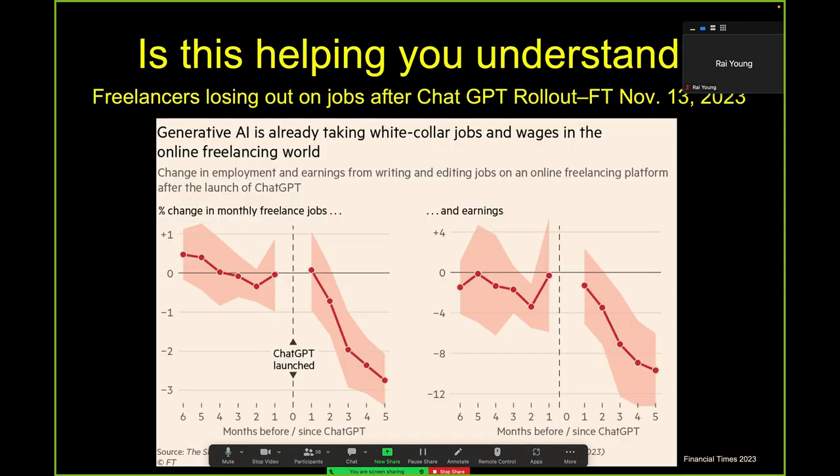What do you guys think about this? So this was from a recent article talking about the effect of ChatGPT on freelancers, people that get hired to write copy or do art or that kind of stuff for magazines and companies and stuff. Is this easy to understand? Or is this straightforward? What do you guys think?